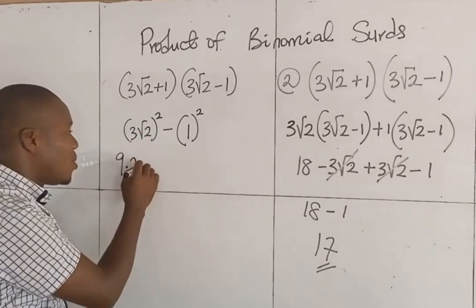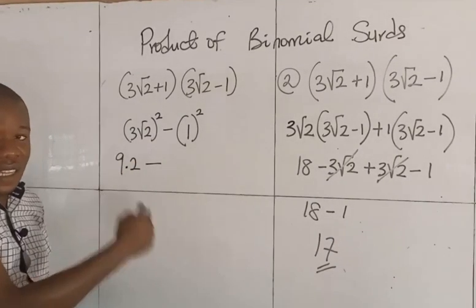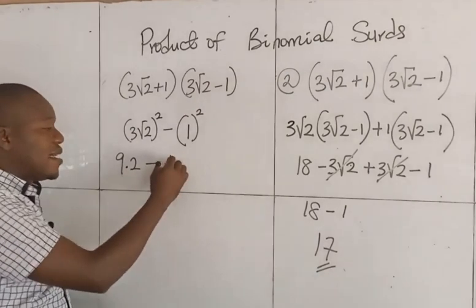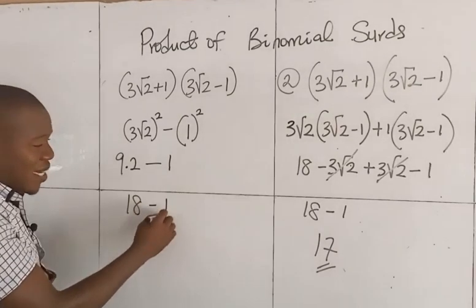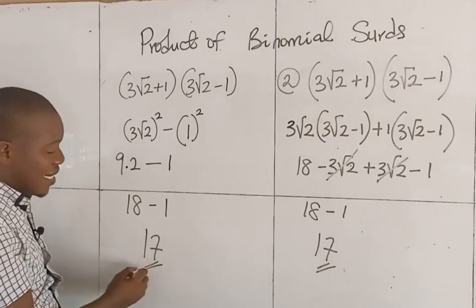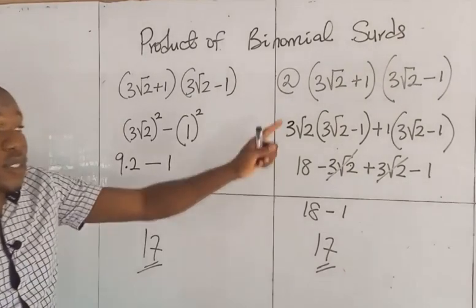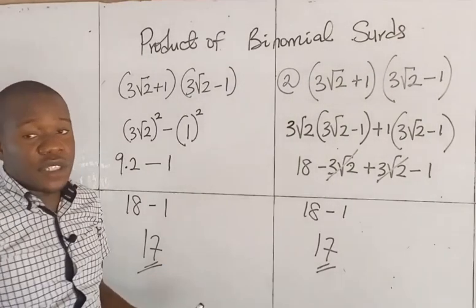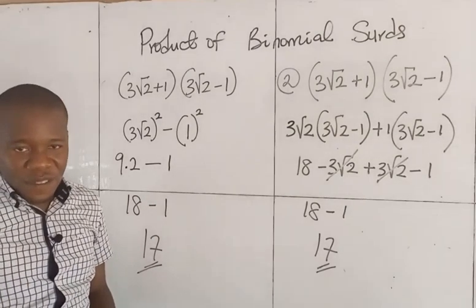So 9.2 minus. This is not 92, please take note. 9.2 means 9 times 2. 1 squared is 1. So what is 9 times 2? 18 minus 1. What is 18 minus 1? 17. The same result we got here. So we can multiply two conjugate surds together either by expansion or by application of difference of two squares.